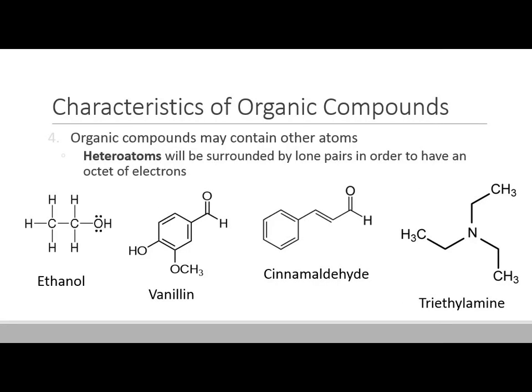The next characteristic of organic compounds that we should discuss is the topic of heteroatoms. Hetero meaning different, right? So different atoms. Atoms other than carbon or hydrogen will be considered a heteroatom. This could be oxygen or sulfur or nitrogen or a halogen like chlorine or bromine or iodine or fluorine. And it could be other atoms as well, but those are the common ones.